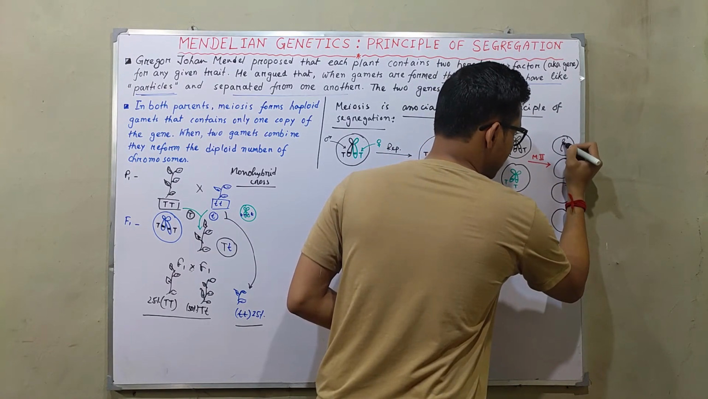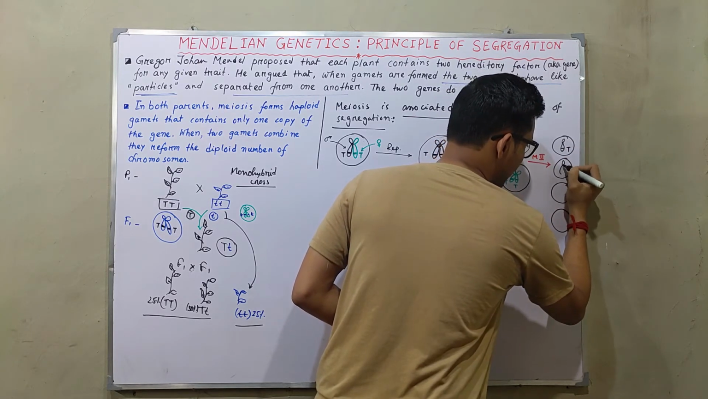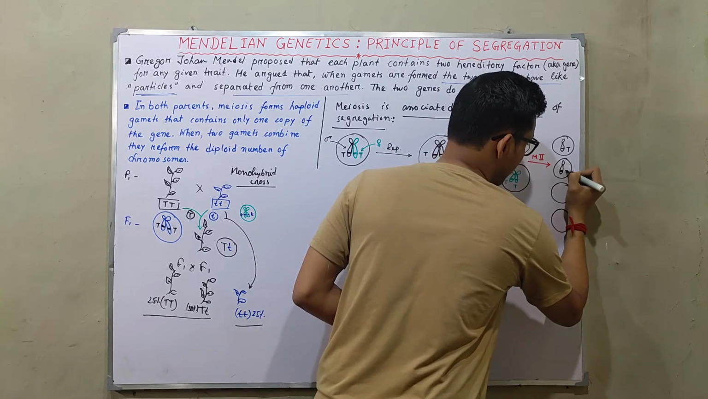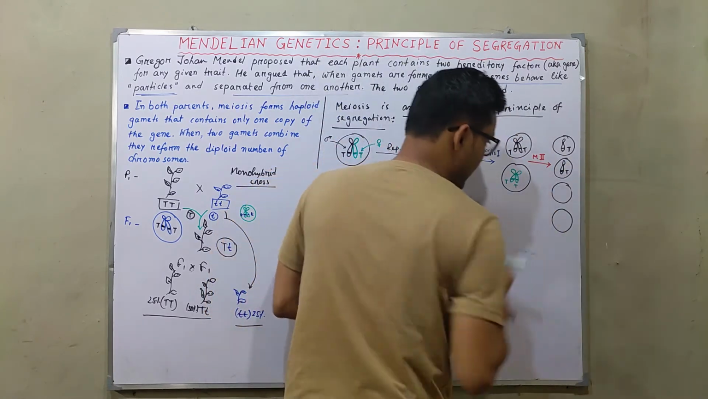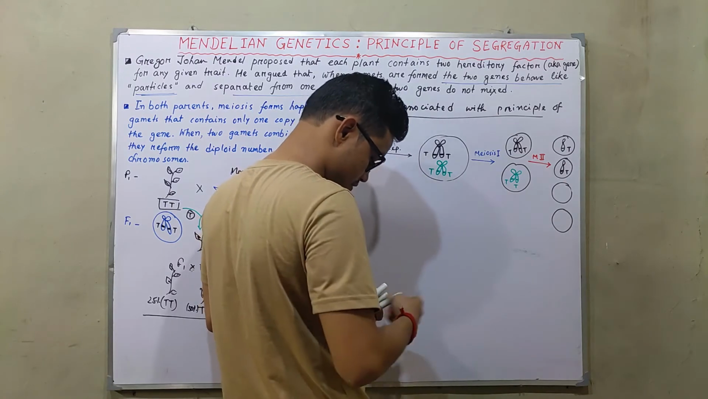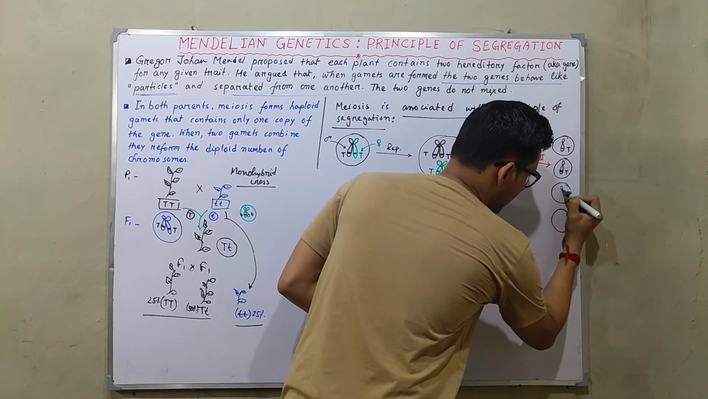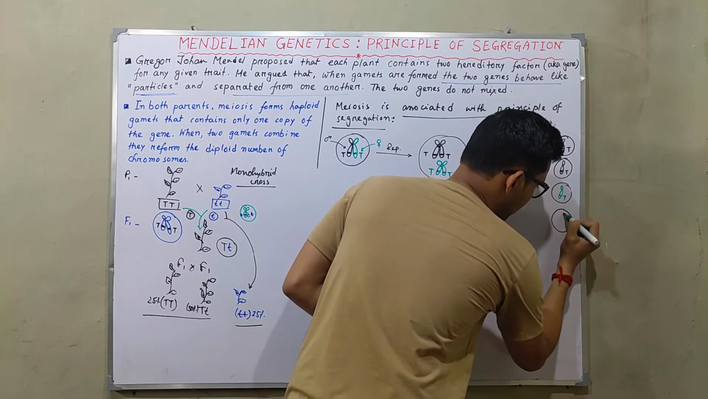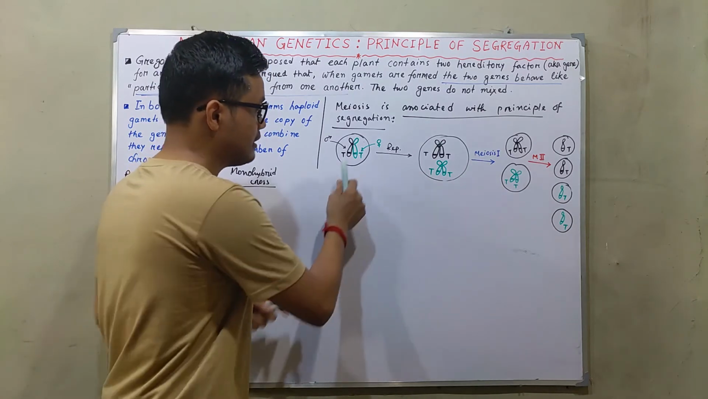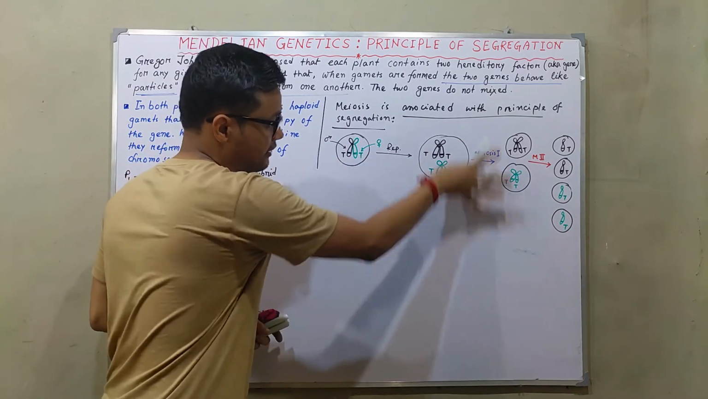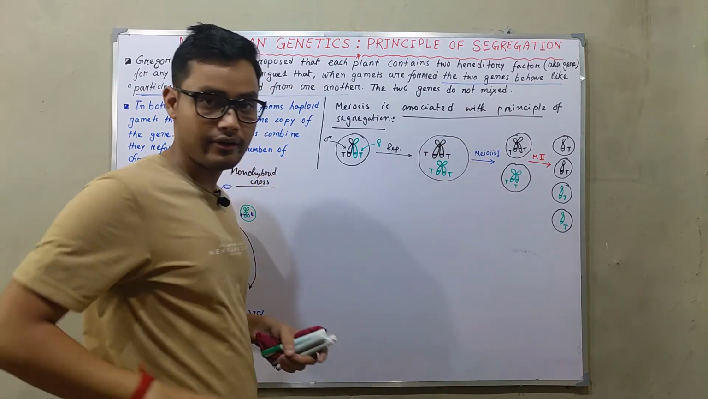One is capital T, another one also is capital T, because these two are separated in both gametes, and the third one is also capital T, and the fourth one is also capital T. So in meiosis, both of the alleles are separated from one another, and they segregate, okay.